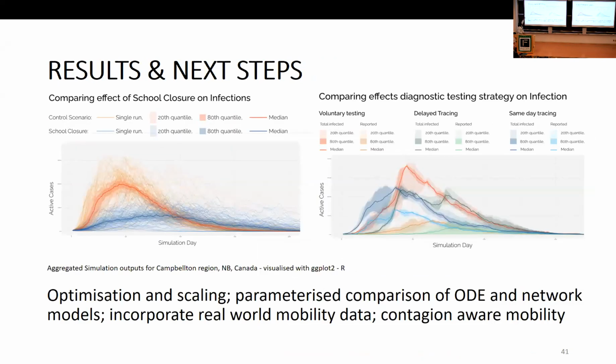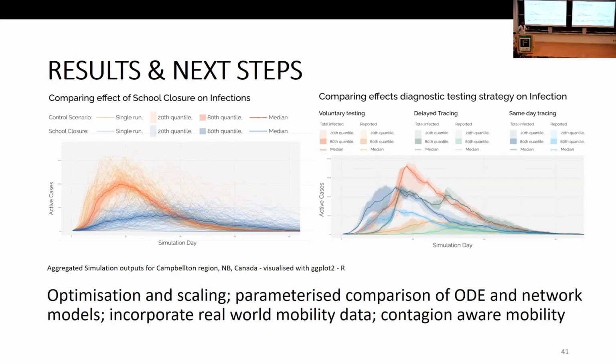We have individual infection trajectories as clouds, and obviously it's simpler to get a sense of it at an aggregated level as quantiles, 20%, 80% and the median, similar to, let's say, a hurricane graph. On the left, we are comparing the effect of school closures on infections, and on the right, we're projecting possible changes in infection trajectories due to changes in testing strategies.